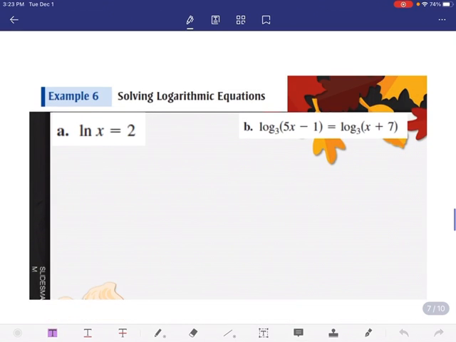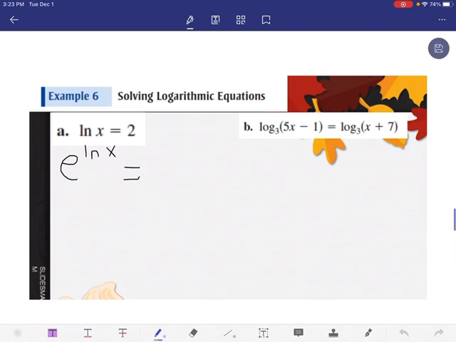Alright, on our next one. So, on part A, notice that we have a natural log this time, and we have the natural log equals 2. Now, notice I can't use my one-to-one property, so we want to use our inverse property.